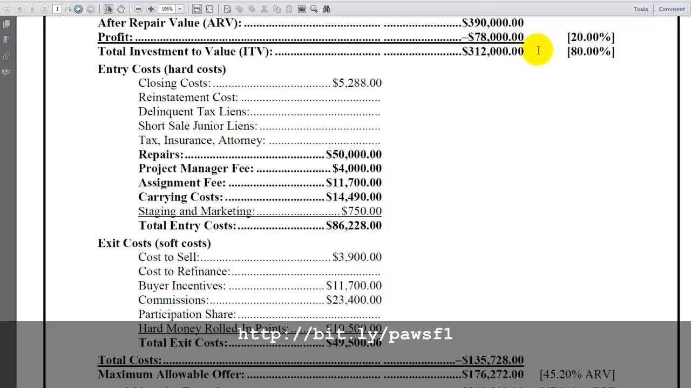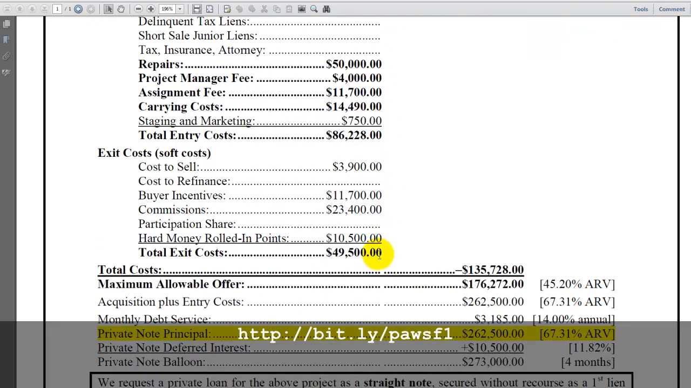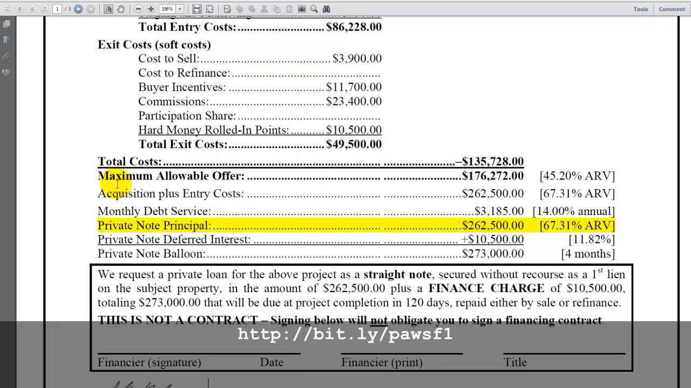It shows the ARV, subtracting the profit margin, the total investment to value, itemizes the hard cost going in, soft cost going out, maximum allowable offer. The acquisition price, the maximum allowable offer, plus the entry costs. This is the total cash required for this project, 67% of the ARV.